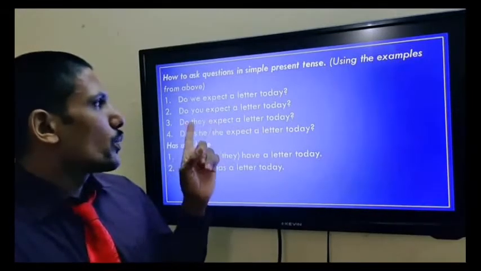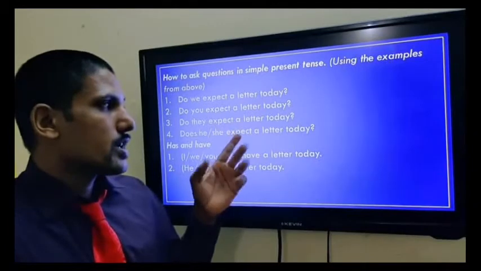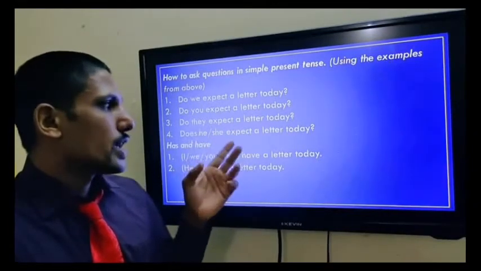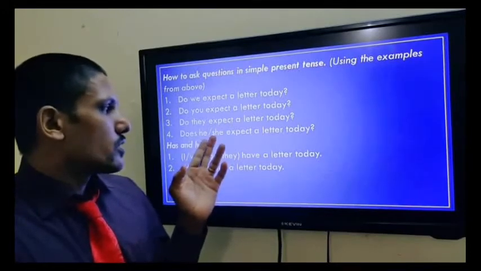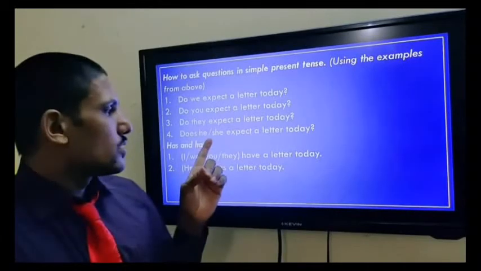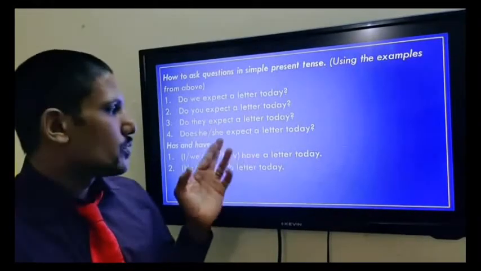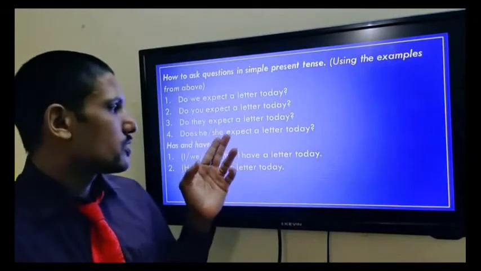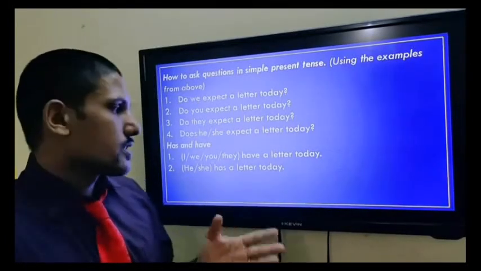Examples. Do we expect a letter today? Do you expect a letter today? Do they expect a letter today? Does he or she expect a letter today? With he, she, it, we have to use does, not do. With third person singular subjects, we use does to ask questions in simple present tense.